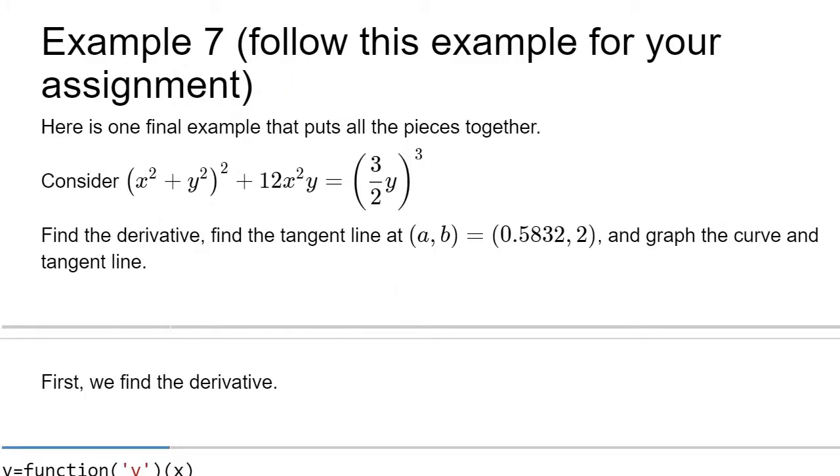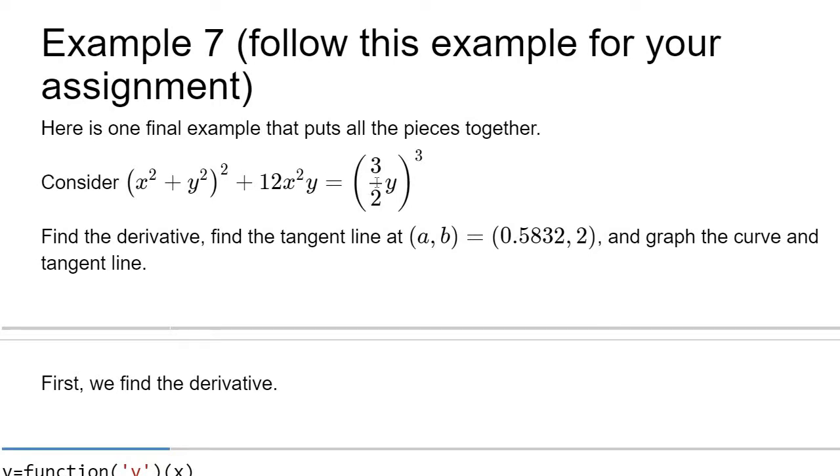All right, example 7 here is the one where I'm going to put all the pieces together. Follow this example for your own assignment. I'm going to do the derivative and get the slope and find the tangent line and then graph the function and the tangent line, and that's what your assignment is going to look like. So here's our formula, a complicated, ugly mess. It would be very difficult to put this in an explicit formula, so it's nice that we have this implicit thing going on. Here is the particular point I want. I call it AB, and it's 0.5832 for the x and 2 for the y.